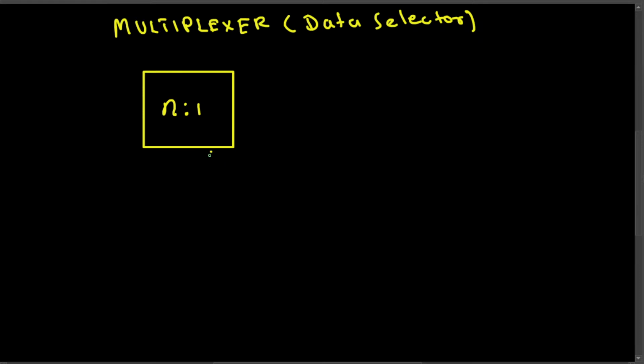If you have one select line, the number of inputs is 2 power 1, since 1 is the minimum. So you're going to have 2 inputs. If the select line is 2, then 2 power 2, you're going to have 4 inputs. But the output is always 1. This is a single line.